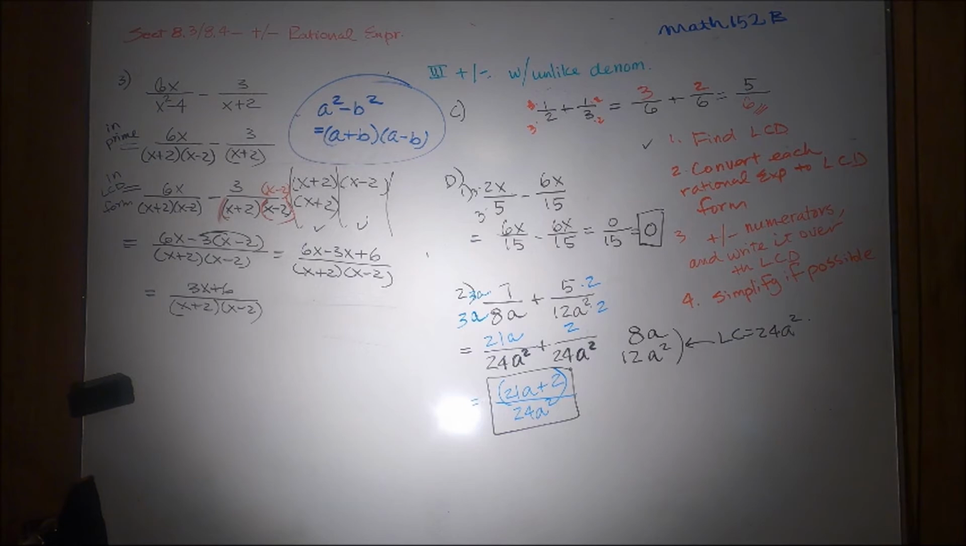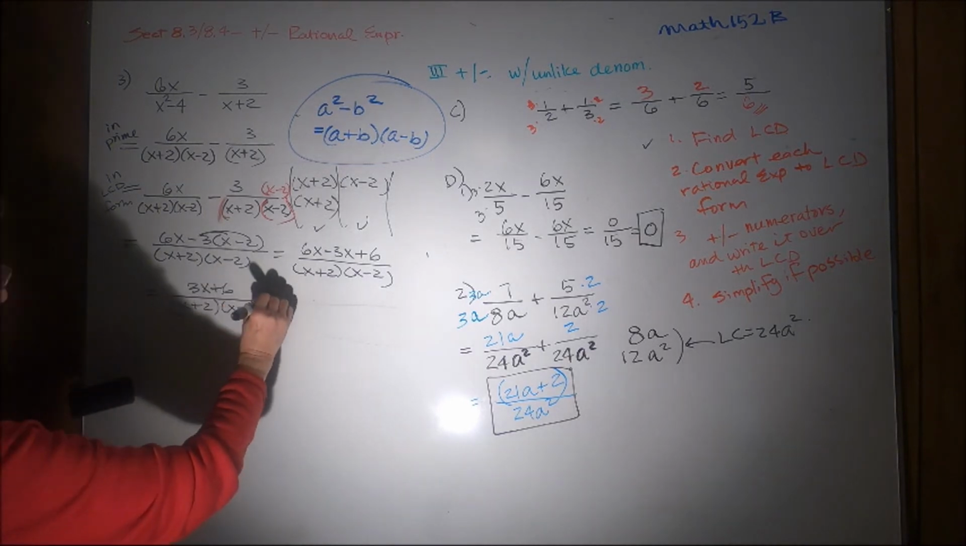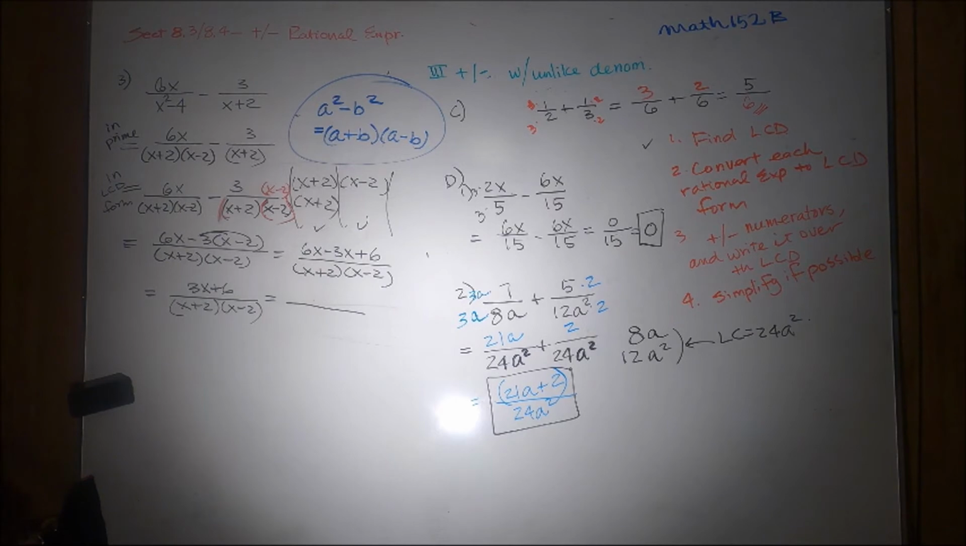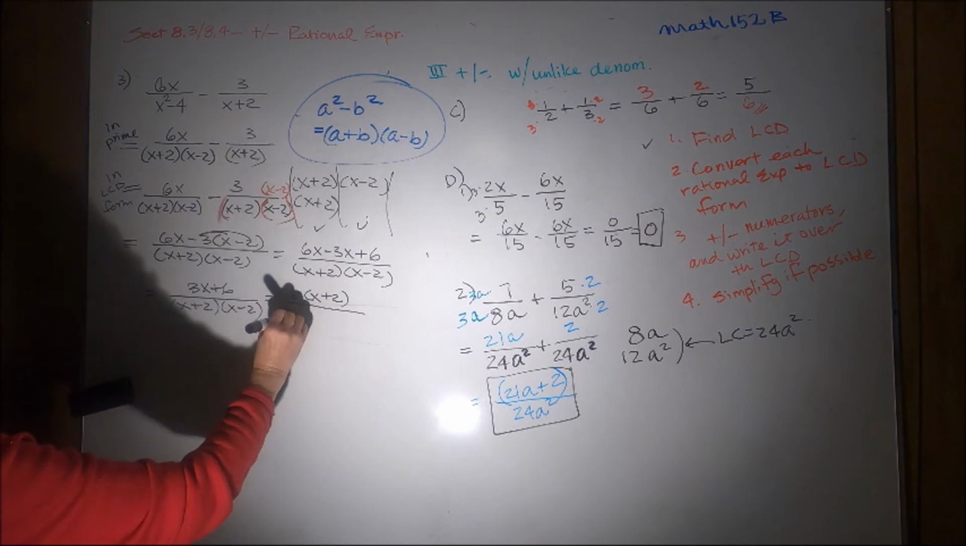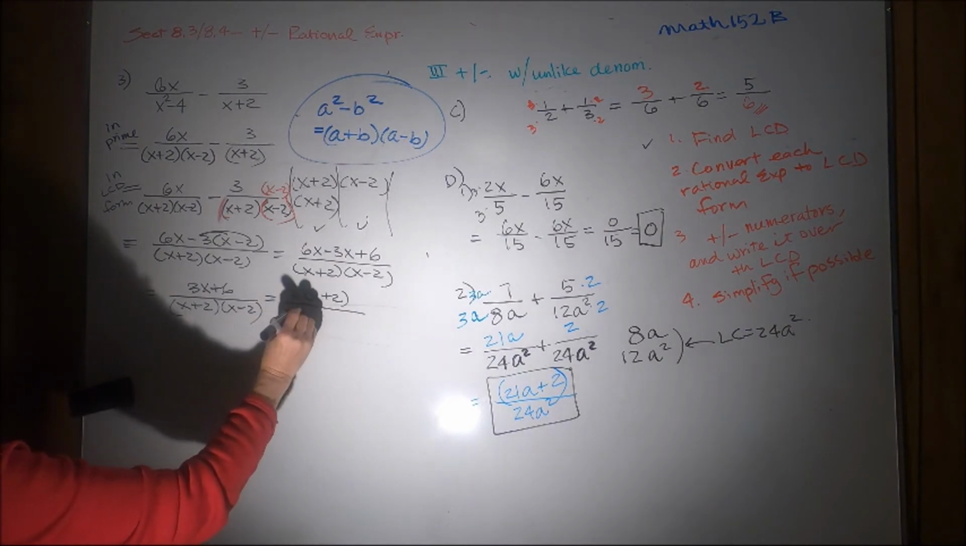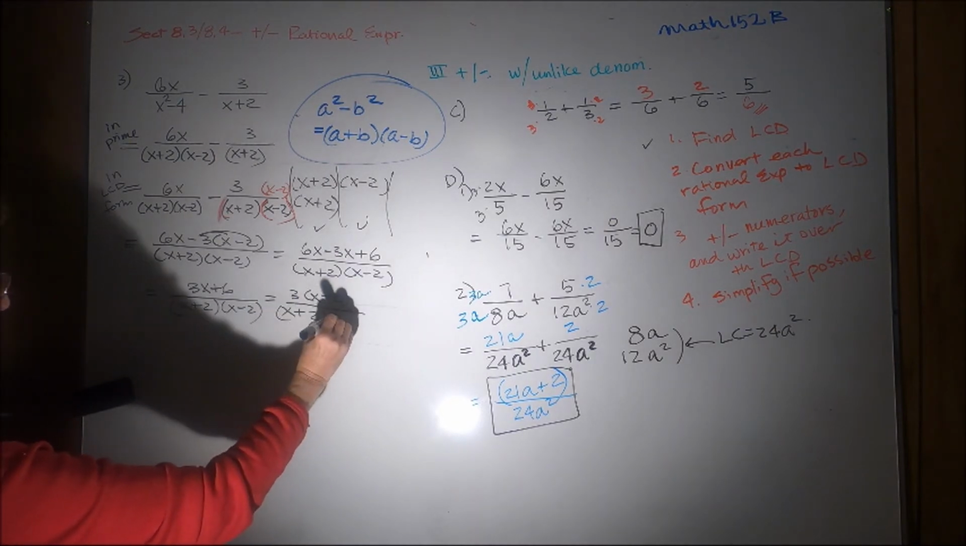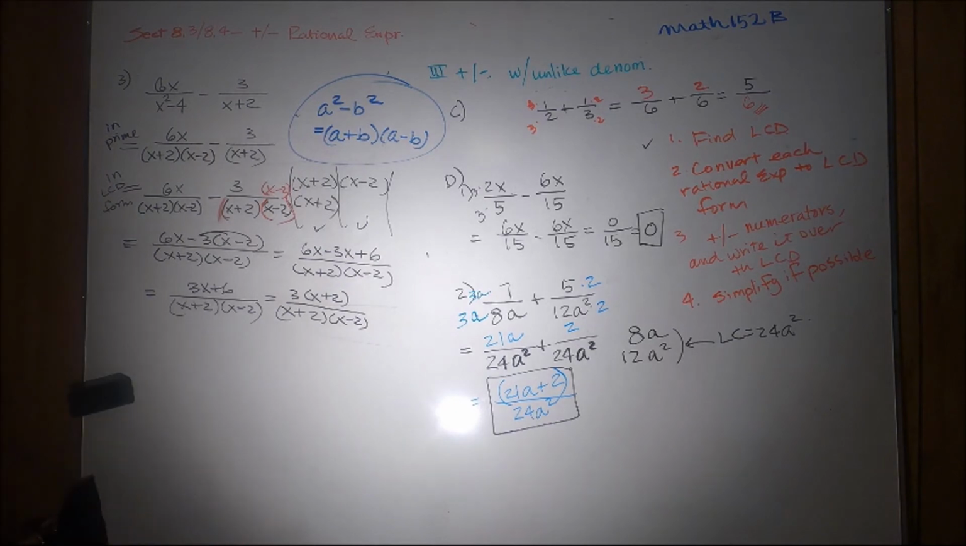Then you have to decide, are we done or not? You need to check if it's a prime or not. Is it a prime on the top? Not quite, because you can take the 3 out, right? So it becomes 3 times x plus 2. On the bottom, it's the same. Now, can you cancel out your x plus 2?